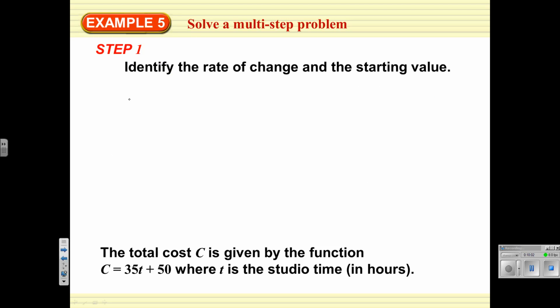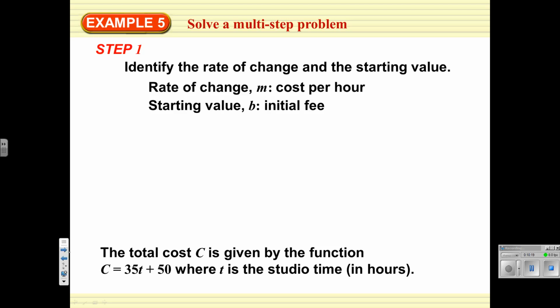So the first thing we have to do is identify the rate of change and the starting value. So the rate of change is m. That's our cost per hour. That's what changes. Our cost is going to change depending upon the number of hours. Okay? So our starting value is our b, which is our initial fee. That's what's not going to change. We're paying that whether we use 0 hours or 100 hours. We are paying that initial fee, okay, of $50.